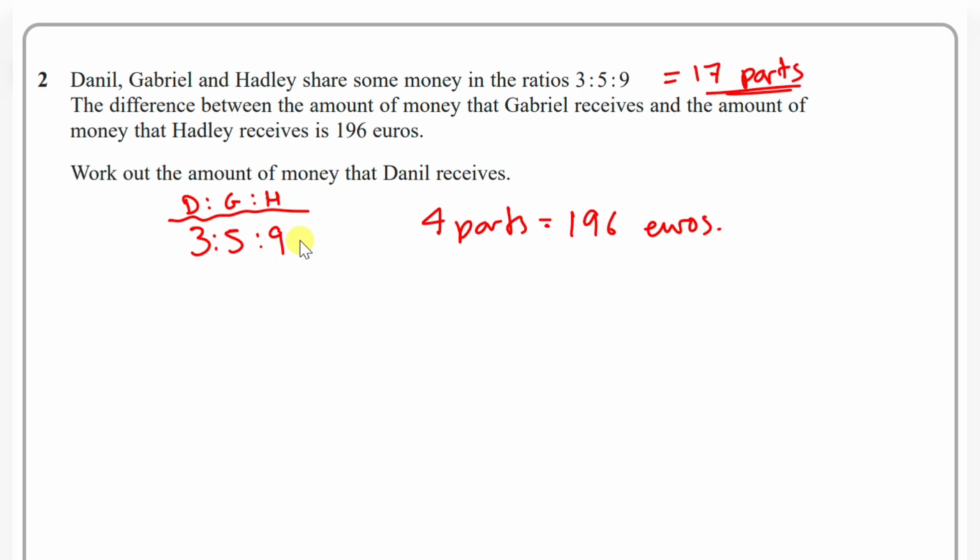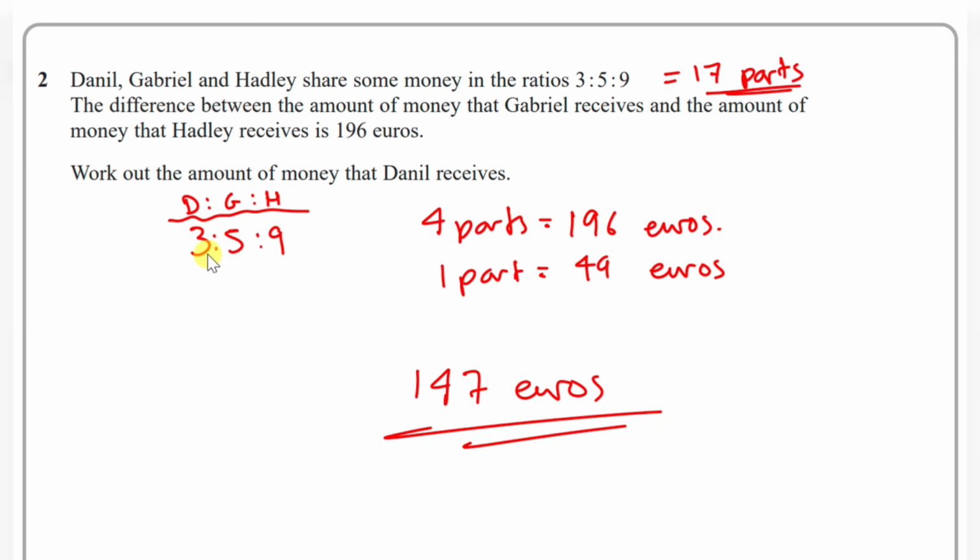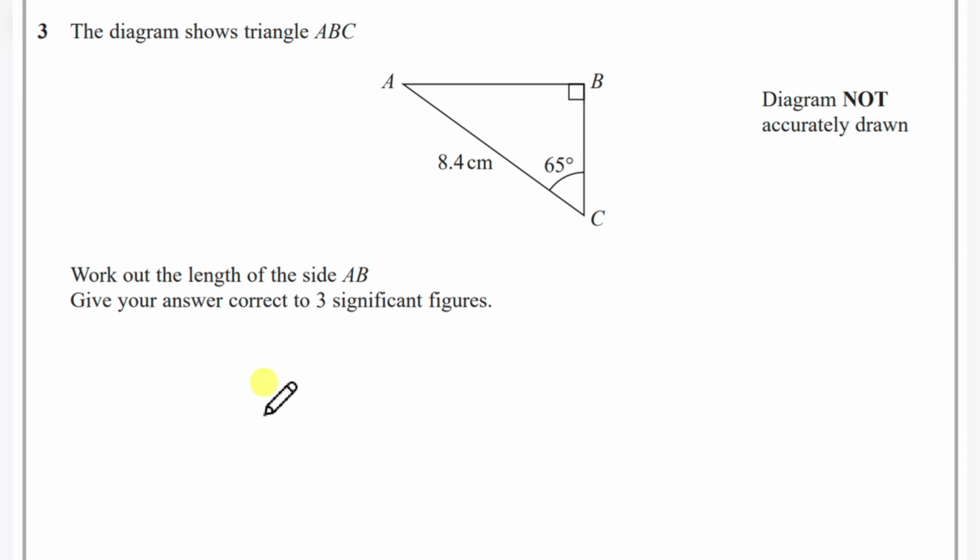Now it's easy. Now the trick is always find a single part, yeah? When you find one part, you're pretty much done. So divide this by 4, so 1 part equals 49 euros, yeah? Remember, 196 divided by 4 is 49. So now, they want to know how much Daniel receives. Well, he receives 3 parts. So 49 times 3 gives you 147 euros. And that's it.